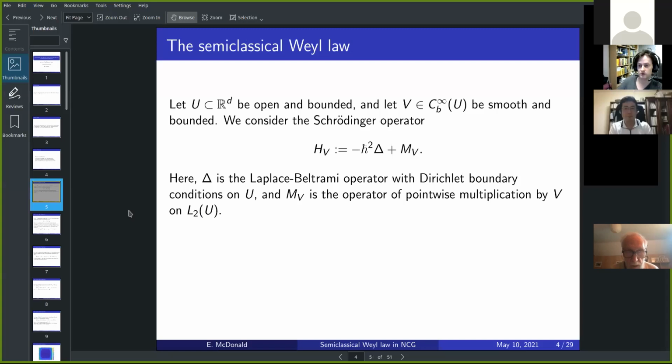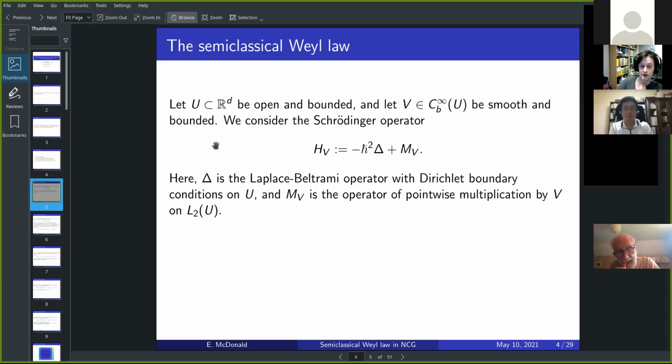This is very physics-like. I'm not really a physics person, so you'll have to be patient with me if you know this stuff better than I do as I go through this very slowly. But suppose U is an open bounded subset of Euclidean space. And V, let's say it's a smooth potential, and it's real valued. When I say it's smooth and bounded, let's say all the derivatives are bounded as well. We're considering the Schrodinger operator. Here, h bar is just a positive parameter. Delta is the Laplace operator on U with Dirichlet boundary conditions. And by M_V, I just mean the operator of pointwise multiplication by V.